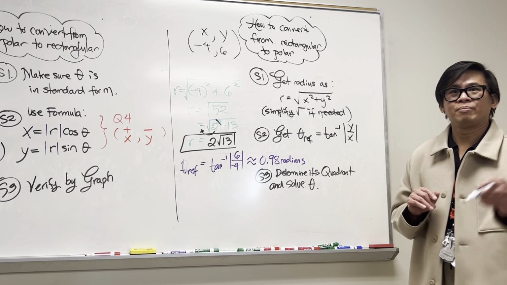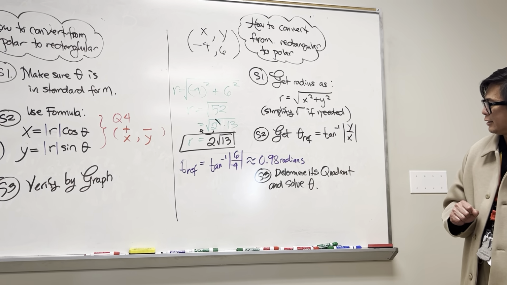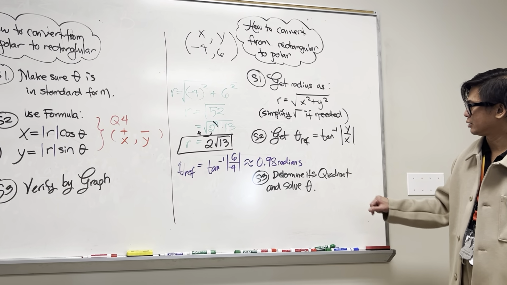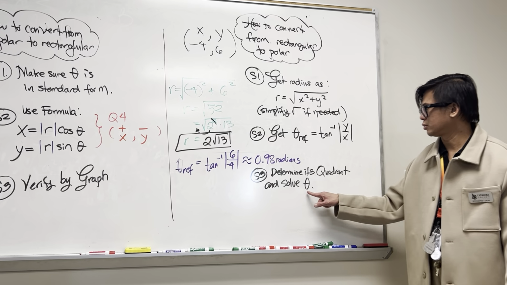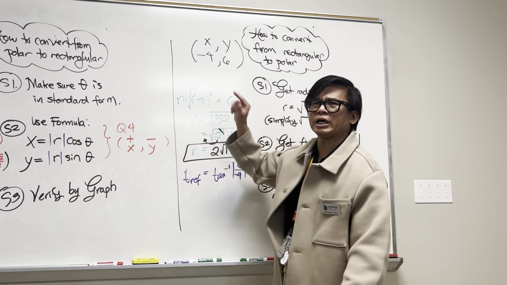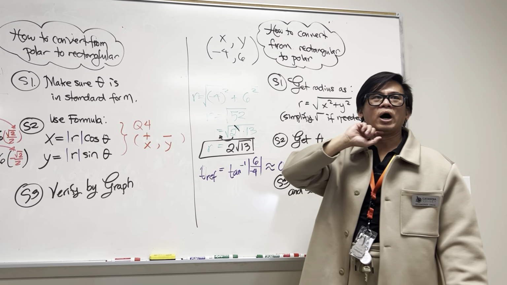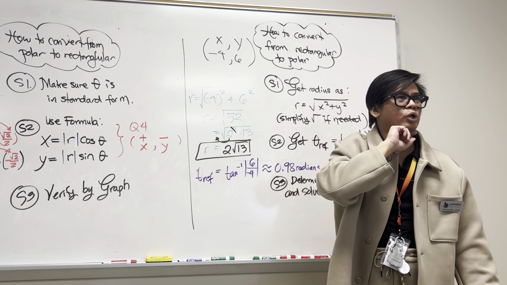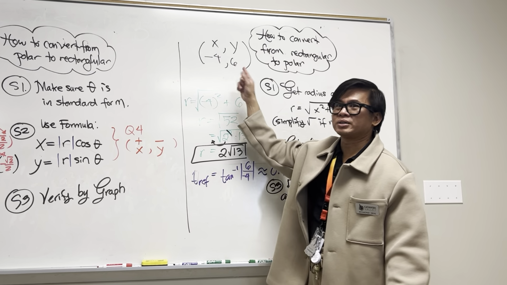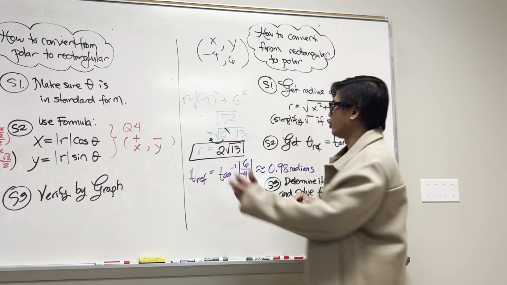Okay? Josh, let's read step number 3. Determine its quadrant and solve theta. Theta, thank you, right? So first, what quadrant is this? X is negative, Y is positive. What quadrant are we looking for? Negative, positive. What quadrant is it, guys? 2. Very good, right? Quadrant 2.